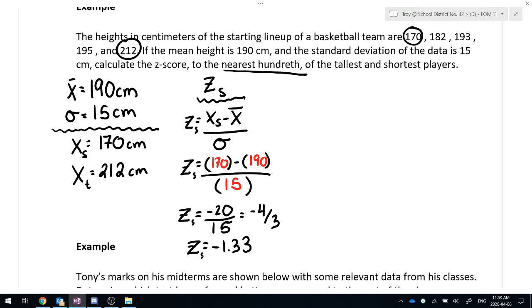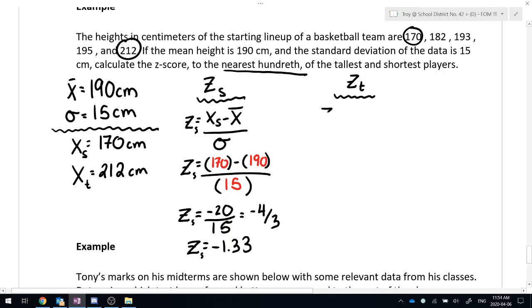Okay? And that makes sense because we would expect a negative Z score for this player, because we knew that the average height was 190 and this player's height was 170. So this player was shorter than the average. We would expect a negative Z score. Okay. So let's do the Z score for the tallest player now.